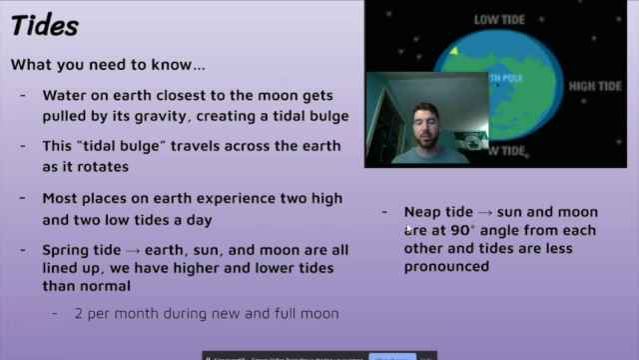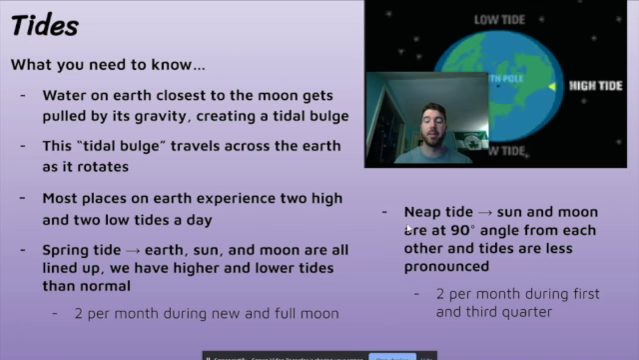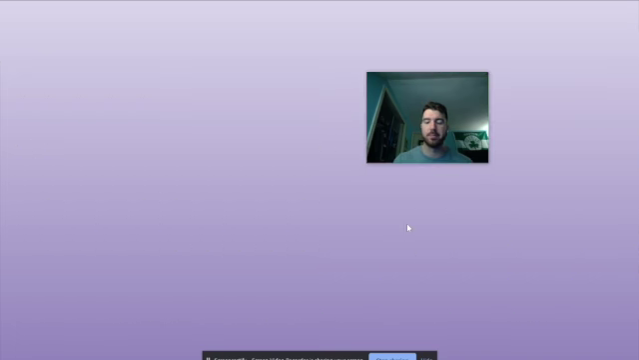And finally, neap tide: it's when the sun and moon are at 90-degree angles from each other. When they're at 90 degrees from each other, their gravitational forces kind of cancel out, and we have tides that are less pronounced during this time. And that also happens 2 times per month, once during the first quarter moon and another time during the third quarter.